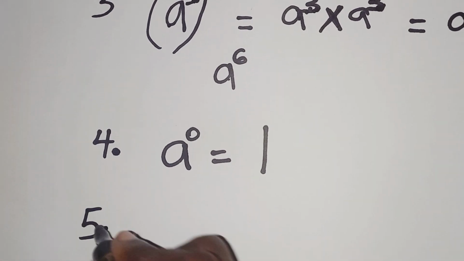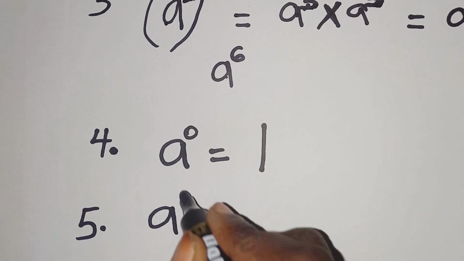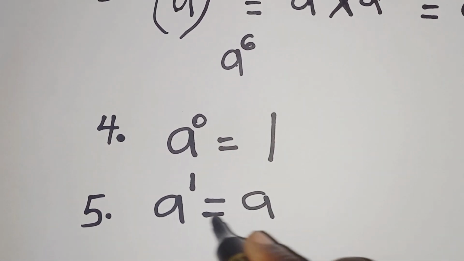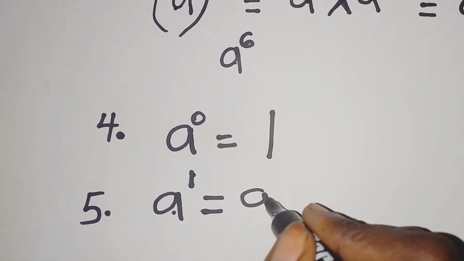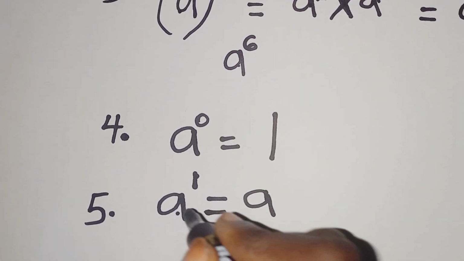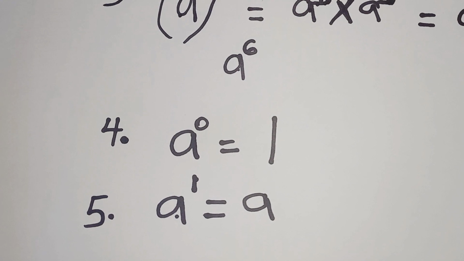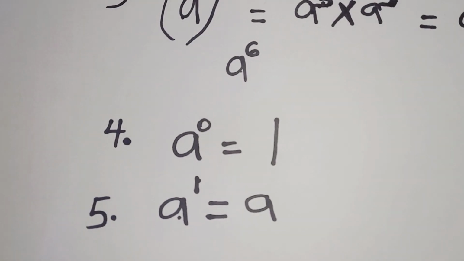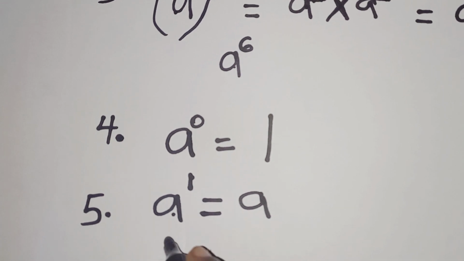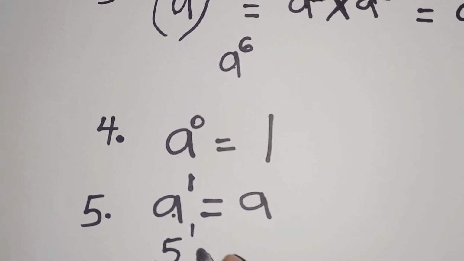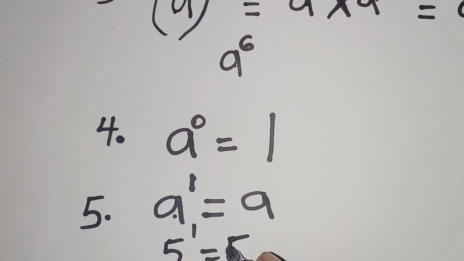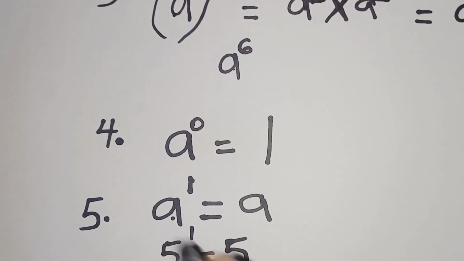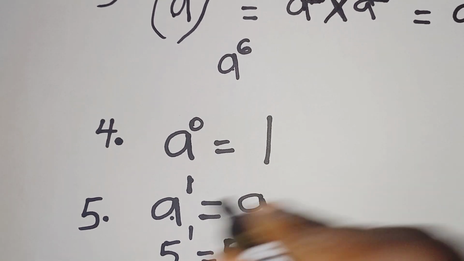Law number 5, any number raised to power 1 will be that number, will be itself. If you raise a number to power 1, you'll get itself. For example, 5 raised to power 1, you will get 5. 8 raised to power 1, 8. 9 raised to power 1, 9.